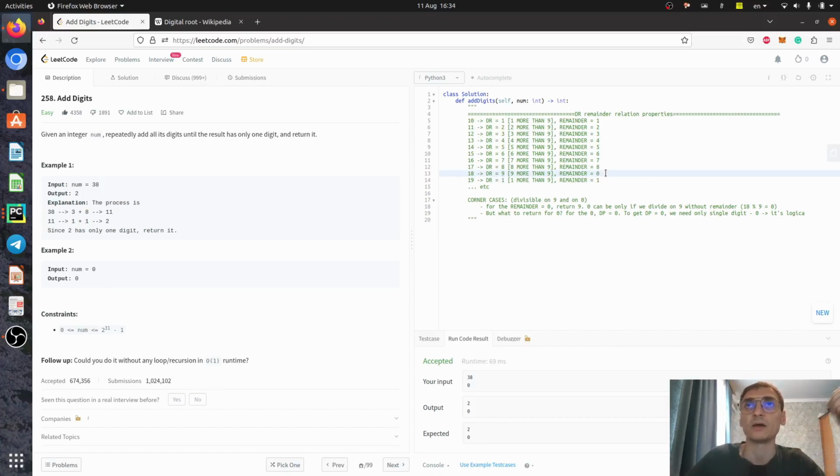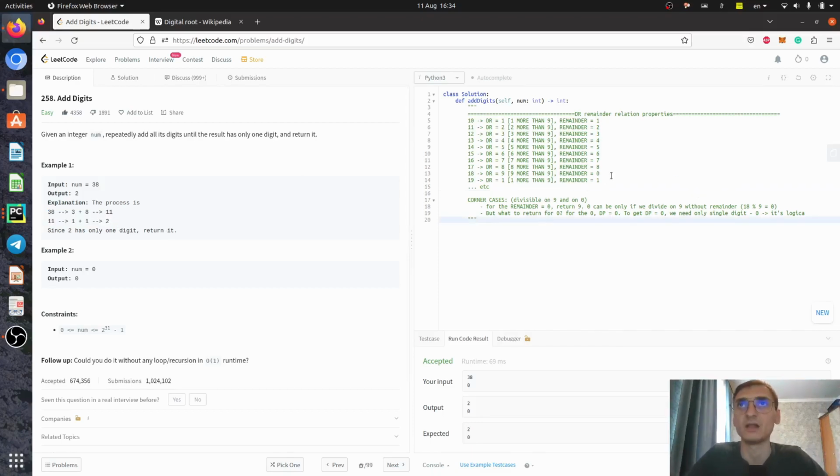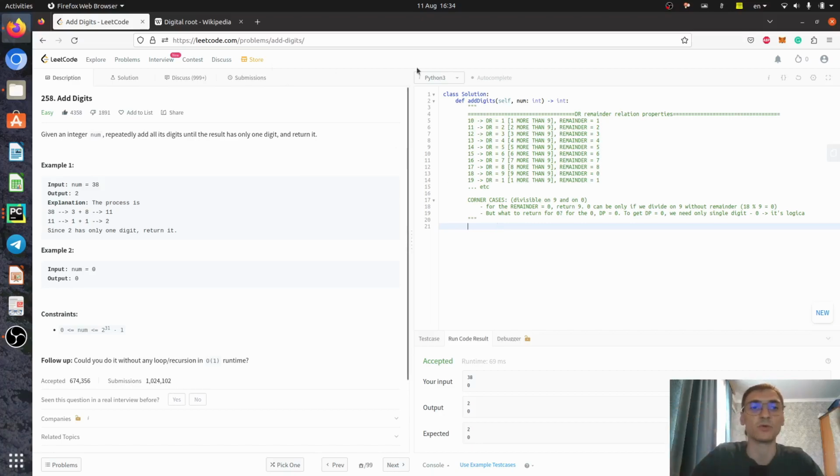So we see that we don't need to iterate over all of these digits, summarize them, and afterwards provide our single digit, which is our digital root. We don't need to do it iteratively. We can do it mathematically, just by dividing by 9. Why by 9? Because by dividing by 9, you are just mapping your initial number into values from 0 to 8. This is how it works.